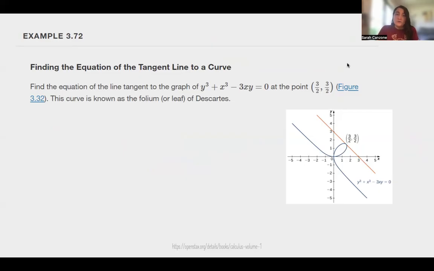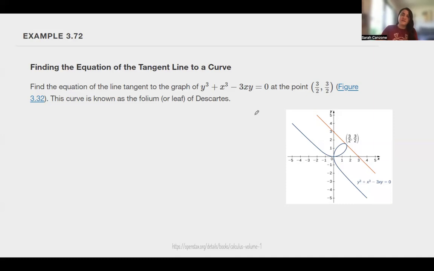All right, now we have an actual graph that is a fun little shape. So this is called the folium or leaf of Descartes. It looks like this. That's just a little fun fact. And it specifically has this function right here, this equation. And we're trying to find the equation of the tangent line to this graph.